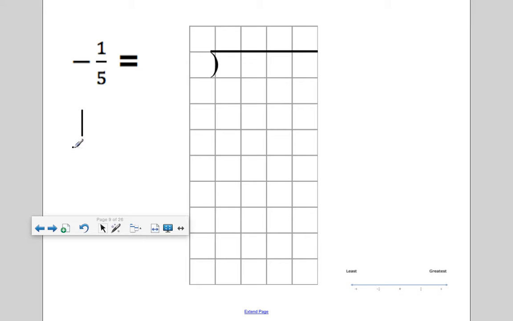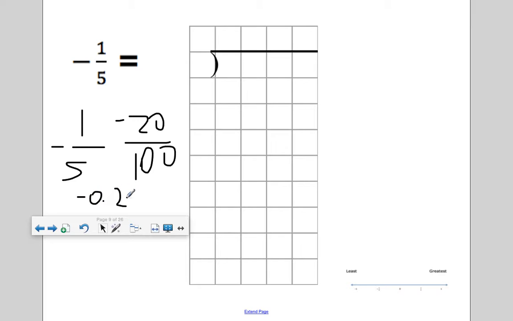So can this go into a hundredths place? Yeah, it can. It can even go into the tenths place. How many groups of 5 go into 100? 20 groups. So it'll be negative 20 hundredths. How would you write that as a decimal, negative 20 hundredths?